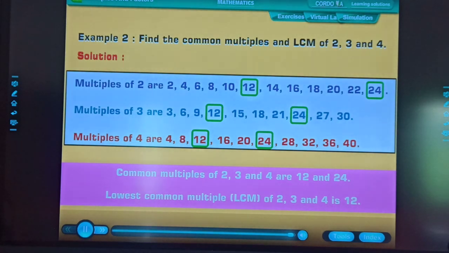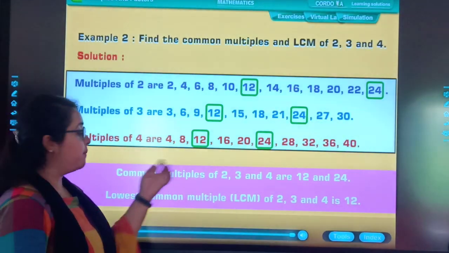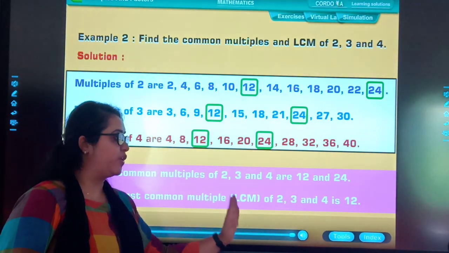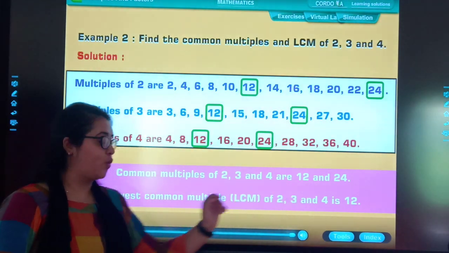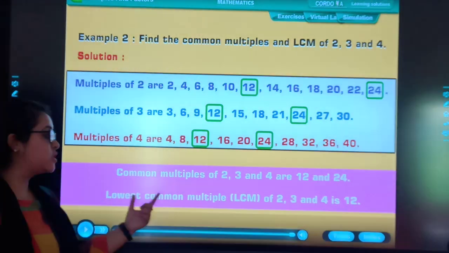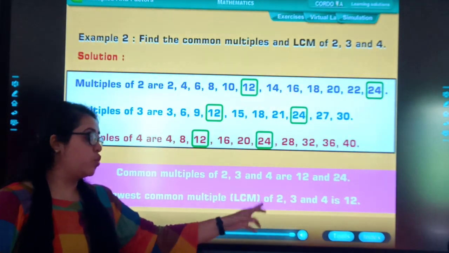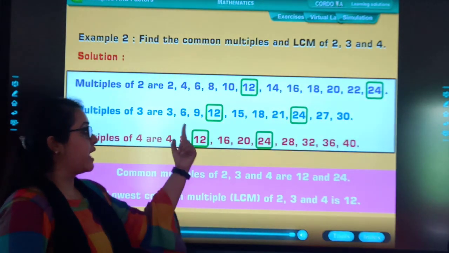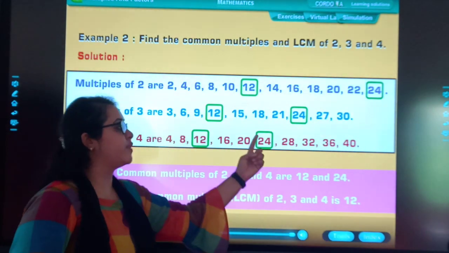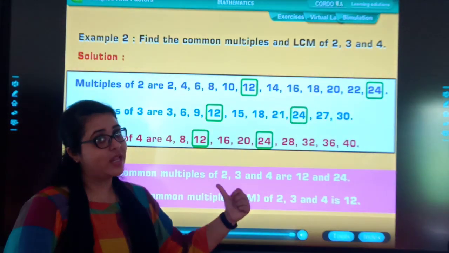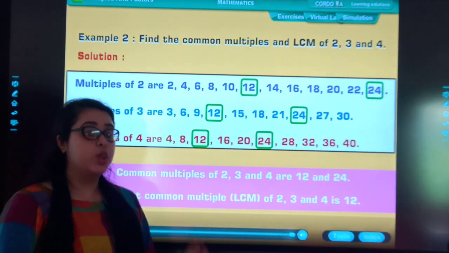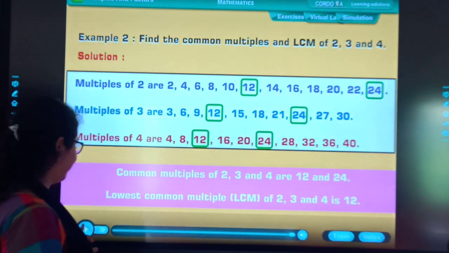Lowest common multiple, LCM, of 2, 3 and 4 is 12. So students, in this sum, common multiples of 2, 3 and 4 are 12 and 24. Lowest common multiple of 2, 3 and 4 is 12. You can see, of 12 and 24, which is smaller? 12. So 12 will be the lowest common multiple.